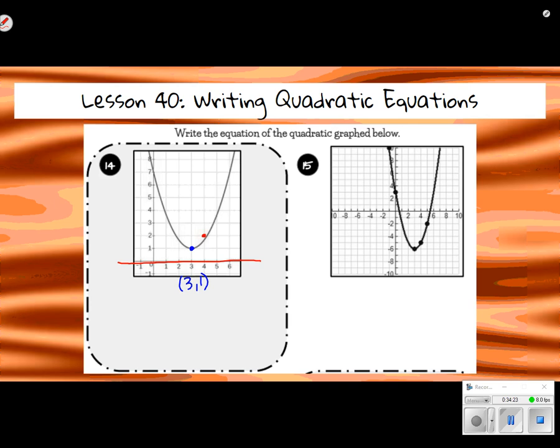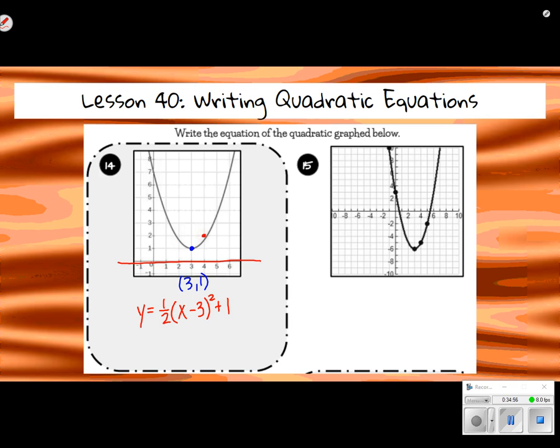So a lot of times when it's not 1, and you can see that it's going to be kind of in between, we're going to have to look at maybe a fraction, probably a fraction. Most of the time it's a half, but you're not guaranteed that. But let's just play around with this like it's a half. So y equals 1/2 (x minus 3) squared plus 1.